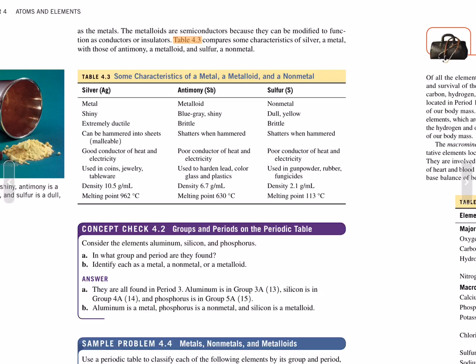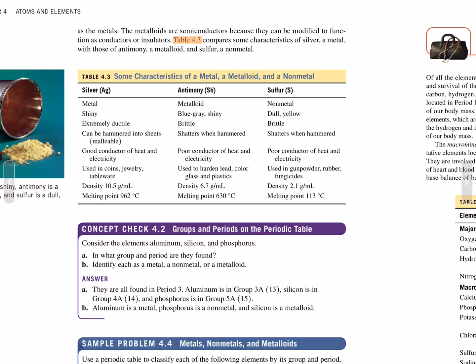Table 4.3 compares some characteristics of silver, a metal, with those of antimony, a metalloid, and sulfur, a nonmetal. Silver: shiny, extremely ductile, can be hammered into sheets, a good conductor of heat and electricity, used in coins, jewelry, and tableware. Density of 10.5 grams per milliliter and melting point of 962 Celsius.